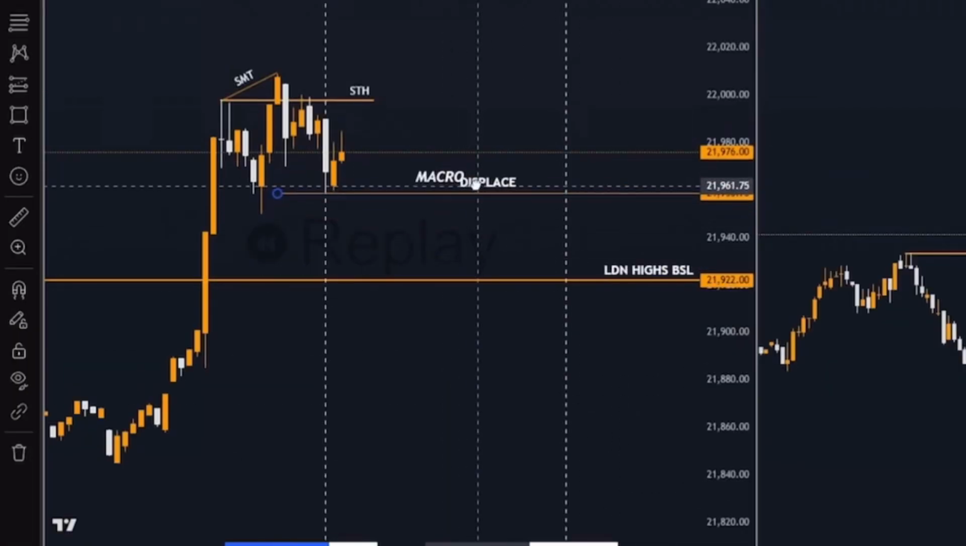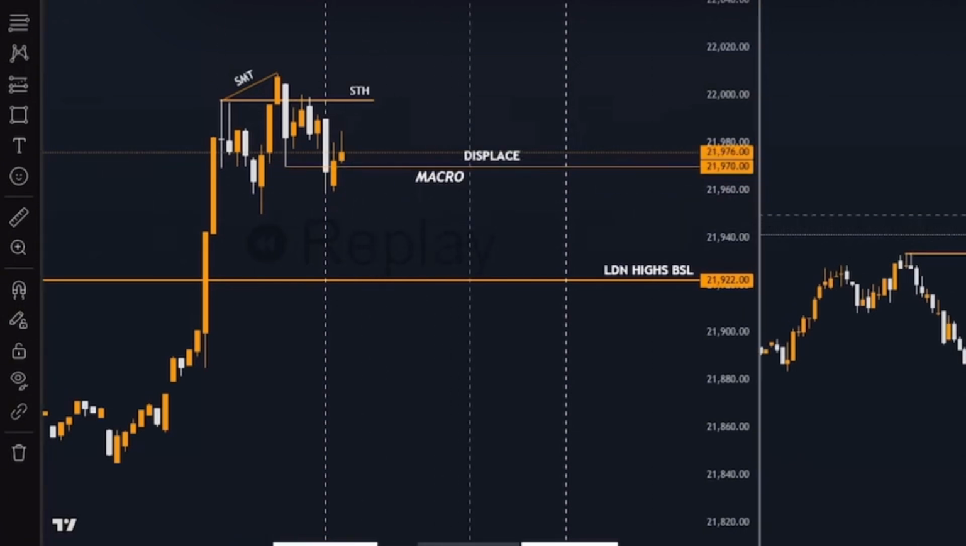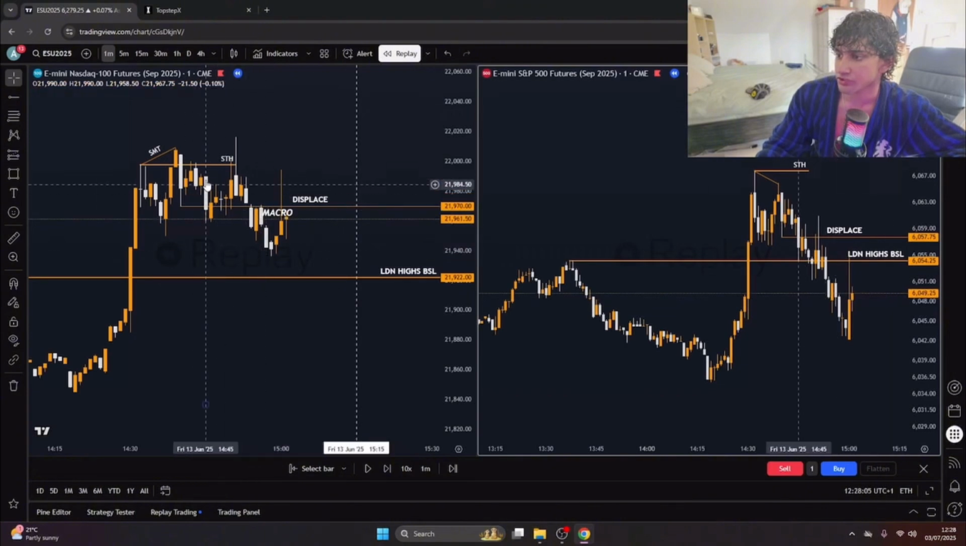Cool. So we can see here we formed a new short-term low and had a displacement lower on both NQ and ES, but no fair value gap for an entry. So we're going to continue to run price, and we can see that price is just chopping about.